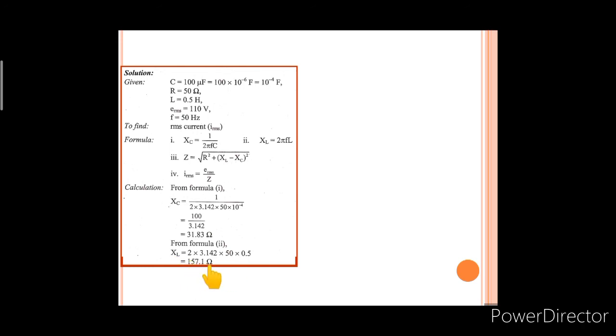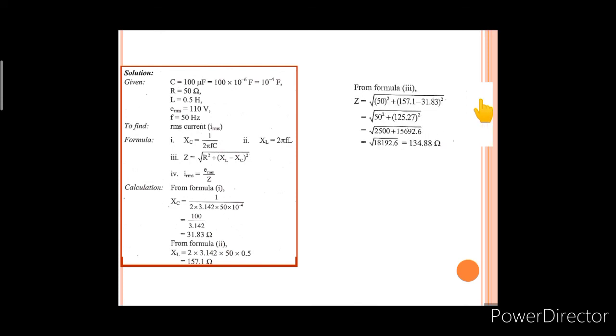Then by using the third formula to determine the value of Z, that is, square root of R square plus XL minus XC the whole square, we substitute the values. R square is written as 50 square, plus XL minus XC the whole square, which is 157.1 minus 31.83 the whole square, as we have determined the values of XL and XC.